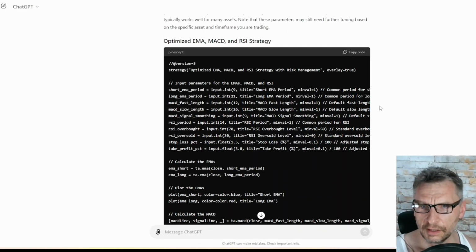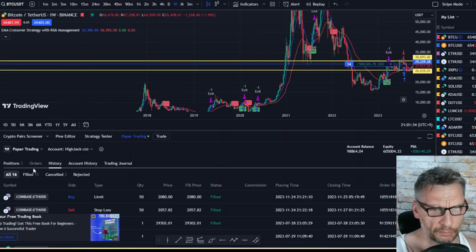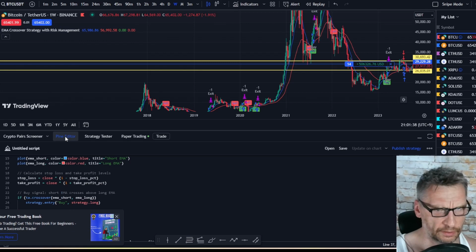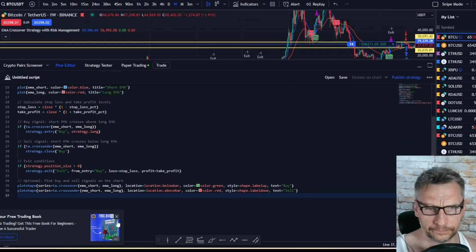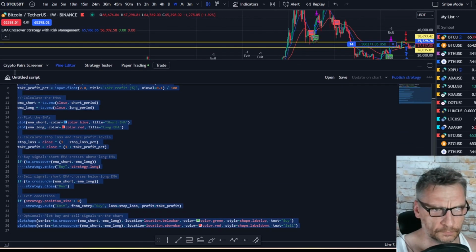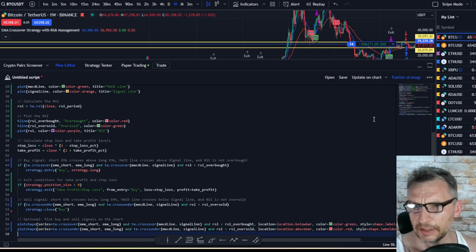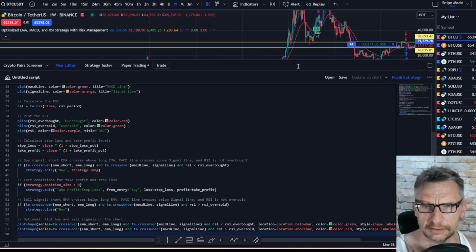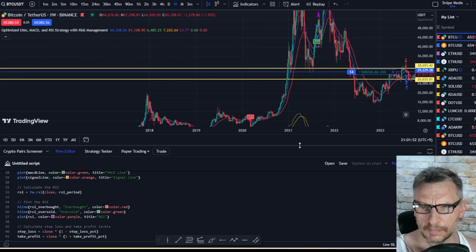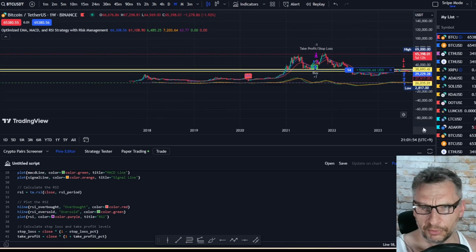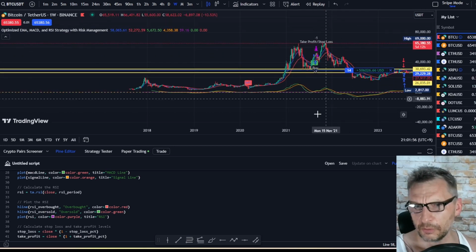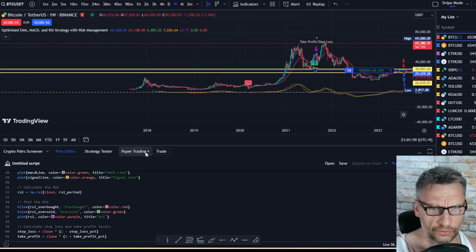All right, so let's copy and paste this sucker. We'll take it and put it into the Pine script here. Pine editor. Where is that thing? Pine editor right here. Copy and paste, and we'll update the chart. Let's see what it came up with. Came back without errors, so that's good.